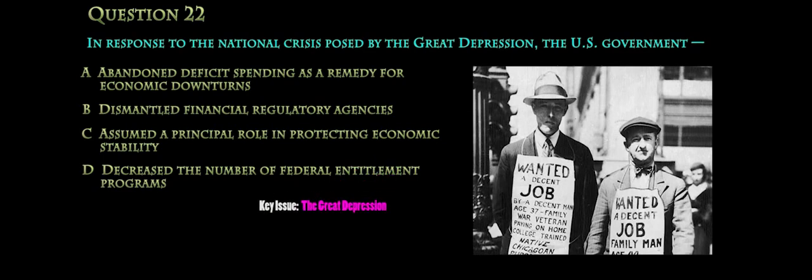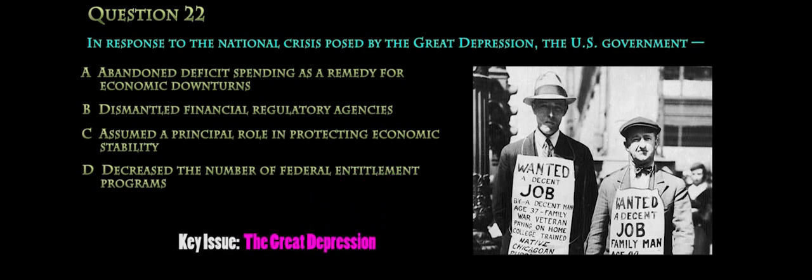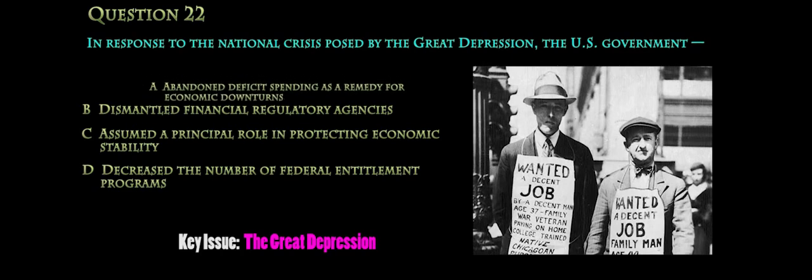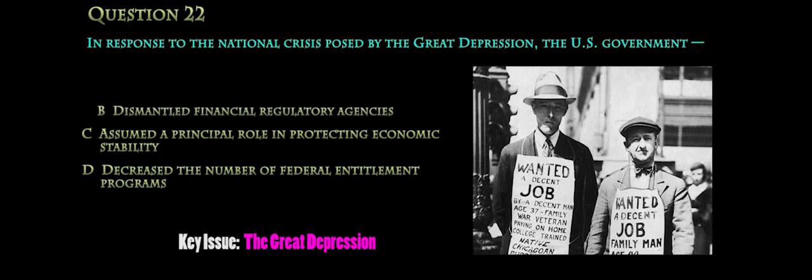Question 22. The Great Depression is the key issue here. Therefore, we will seek the answer that offers the government's best response to the crisis. A. Did the government abandon deficit spending to solve the Depression? No. It increased deficit spending to fund more jobs programs. B. Were financial regulatory agencies dismantled? No. Many new regulatory agencies were created to address the causes of the Depression.